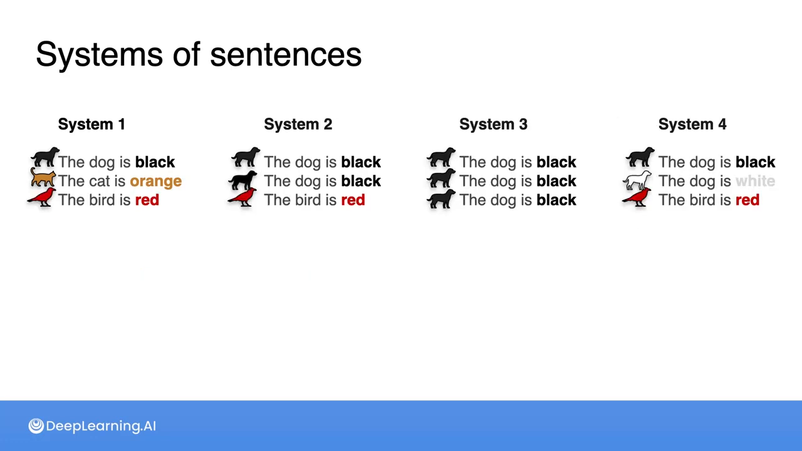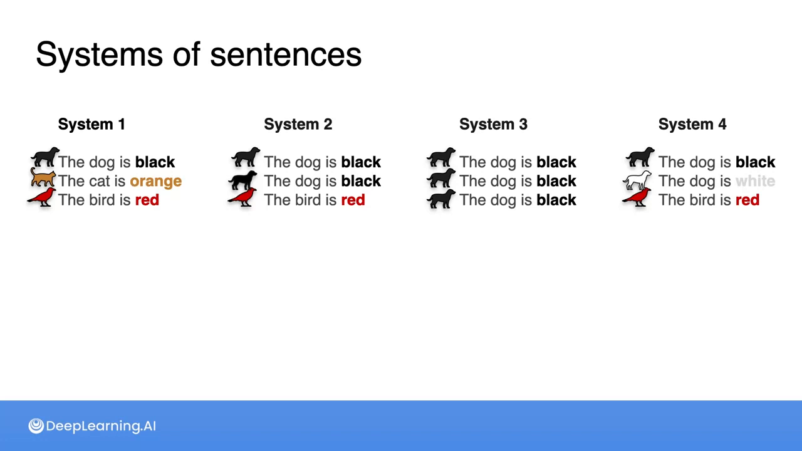Systems of sentences can carry more than two sentences. In fact, they can carry as many as we want. Here are some examples of systems with three sentences. In this new example, you have three animals and are again trying to determine their color. The first system has the sentences the dog is black, the cat is orange, and the bird is red. The second one has the sentence that says the dog is black, and the bird is red. The third one says the dog is black, and the dog is black. And finally, the fourth one has the sentences the dog is black, the dog is white, and the bird is red.